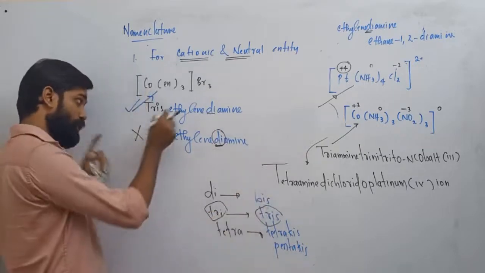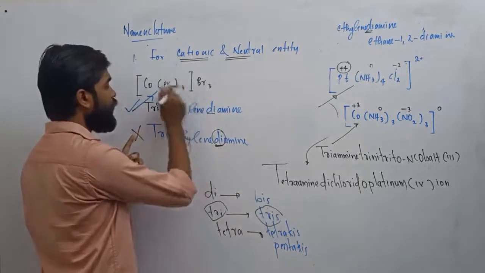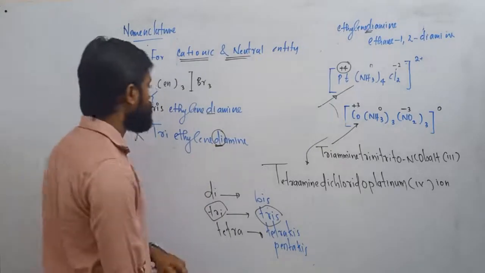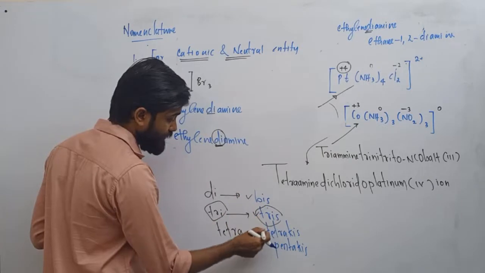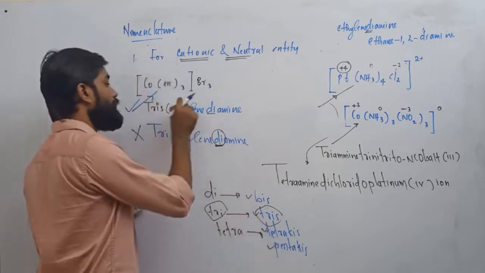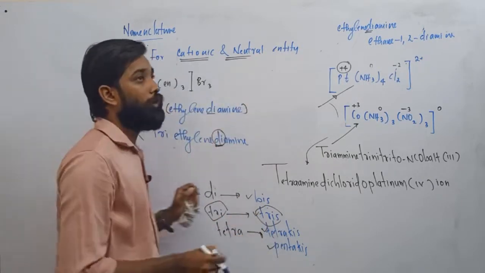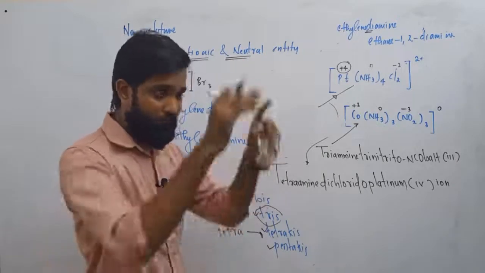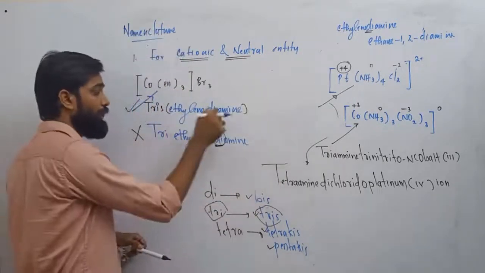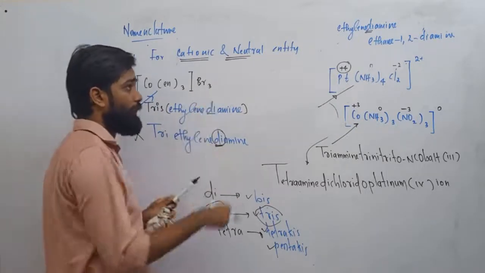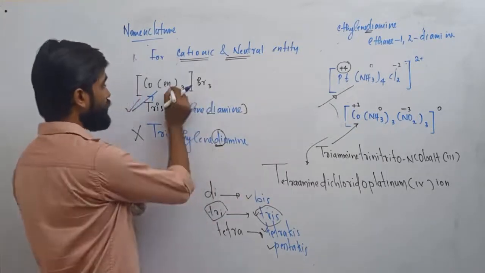So this is wrong, this is correct. Tris-ethylene diamine, now this is over. What is over? The ligand name is over. And one more thing: if you are using bis, tris, tetrakis, pentakis, then it is better to write that ligand name within parentheses. Tris, within a bracket, ethylene diamine. Now the ligand is over.